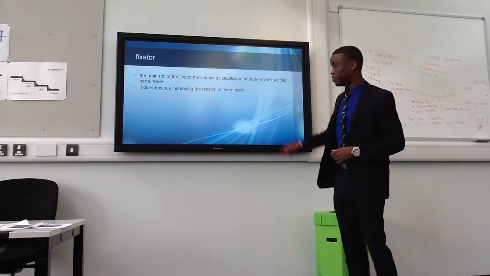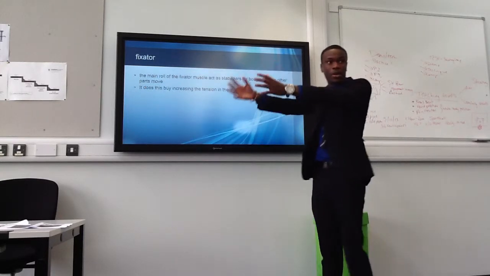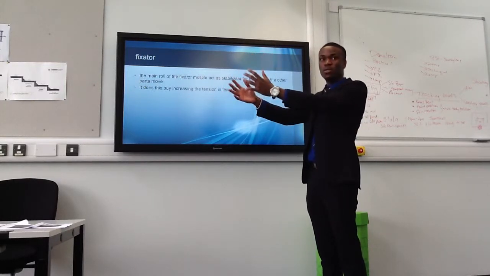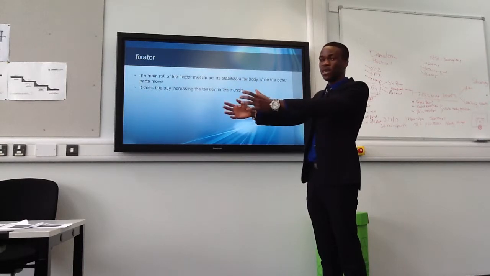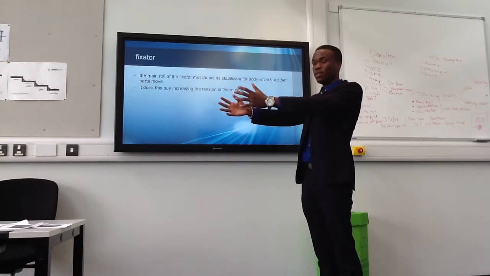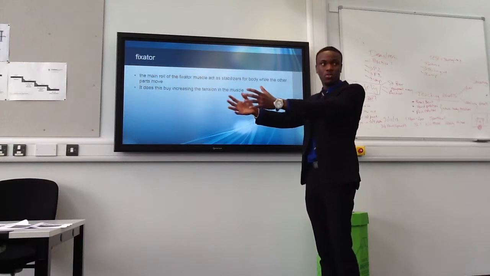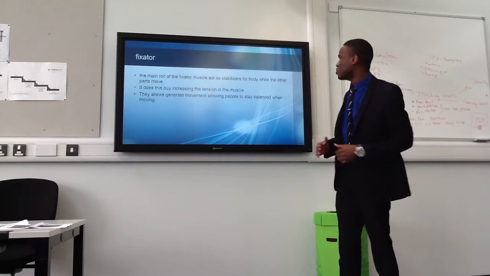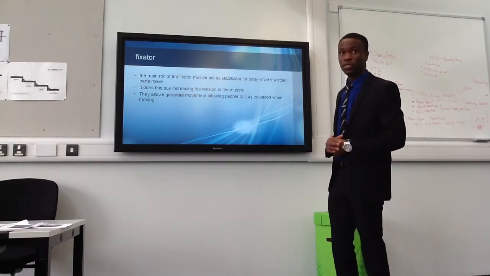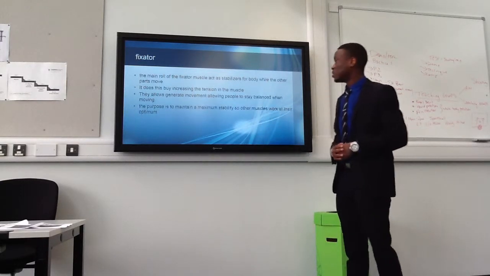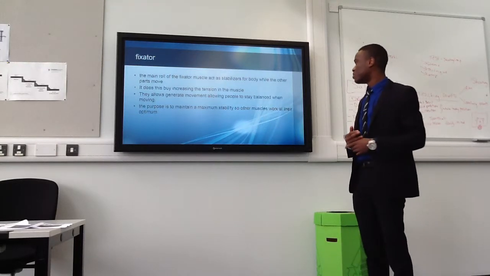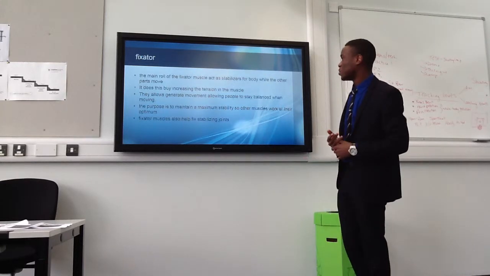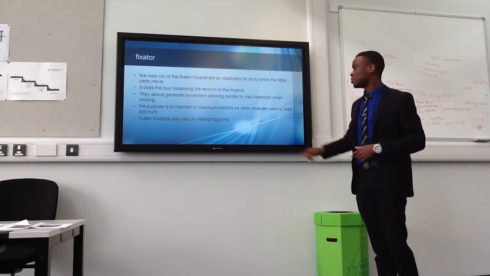So, if you're holding the ball outwards like that, obviously you've got more weight than the ball itself. Your body adds weight, so by creating this tension, you can hold the ball for longer because all your muscles flex. They allow generating movement and allow people to stay balanced while moving as well. The purpose is to maintain maximum stability so other muscles work at their optimum. Fixator muscles also help stabilize joints.